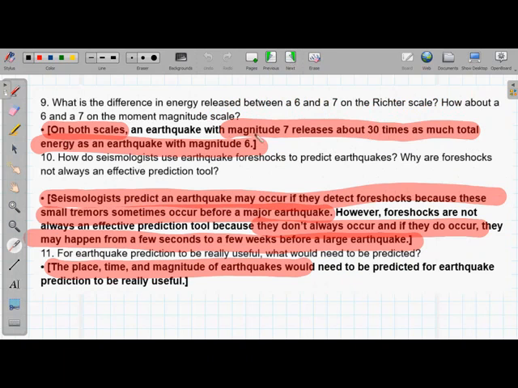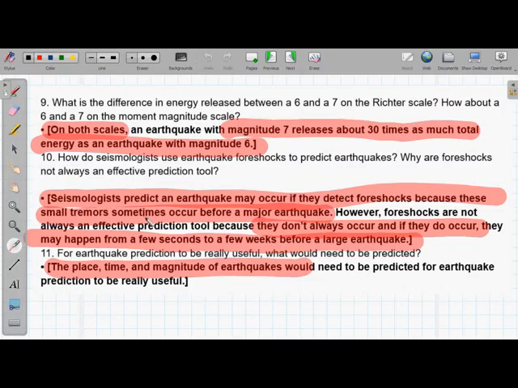Number 9, on both scales, again, the energy released is 30 times more for each level of magnitude. So a 7 releases 30 times as much energy as a 6. Number 10, we can predict where earthquakes would be likely to happen, but we cannot predict when they will happen.